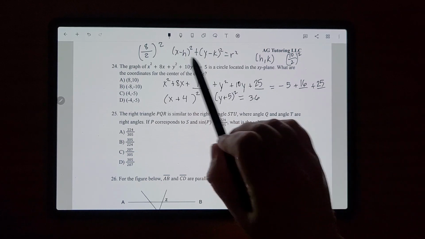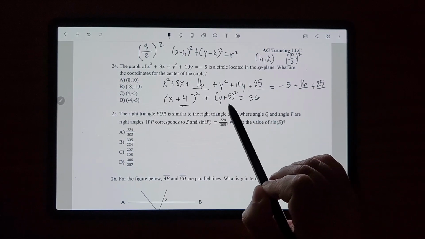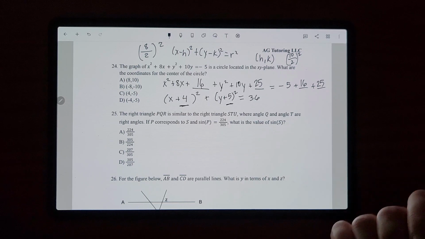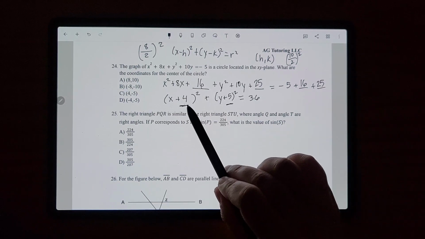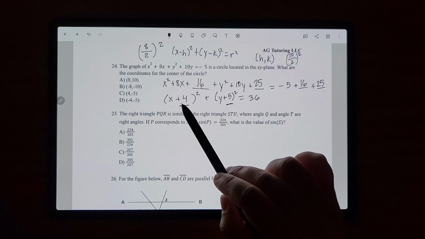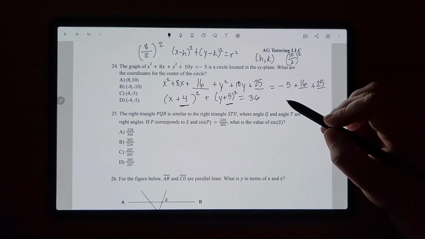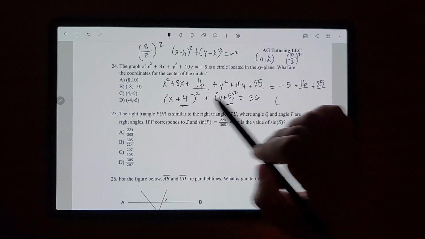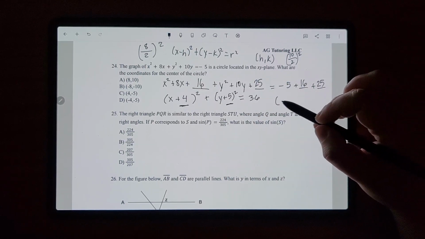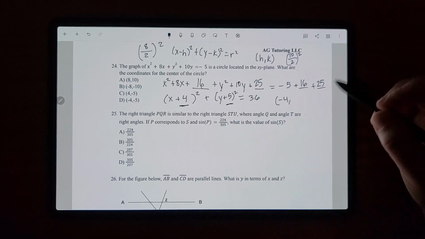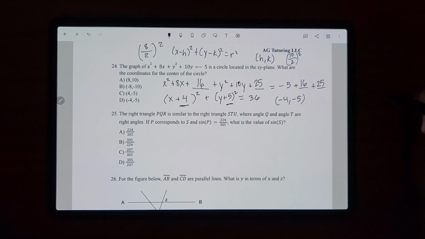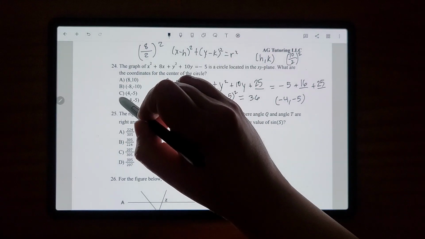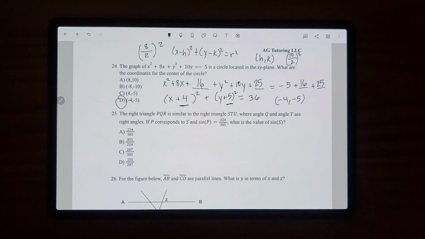Now you can easily see what h and k are right over here. I like to remember that it's always the opposite of what's right here. So if I have a positive number here, then I have to make it negative to find out what h is. It's the opposite of whatever's here for my h value, so negative 4, and the same thing with my y, it would be negative 5. So those are the coordinates of the center of the circle, D.